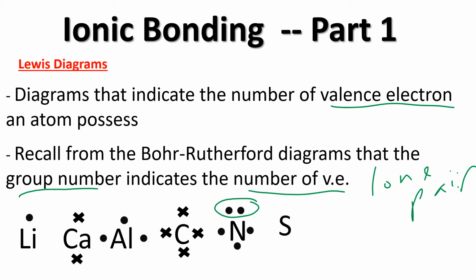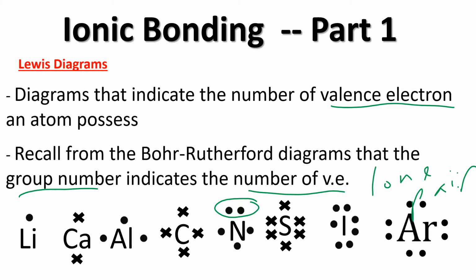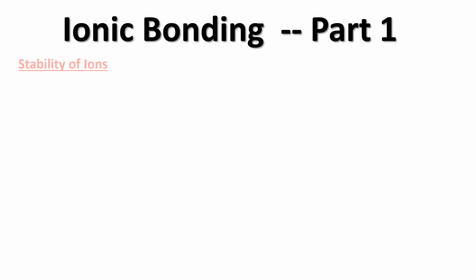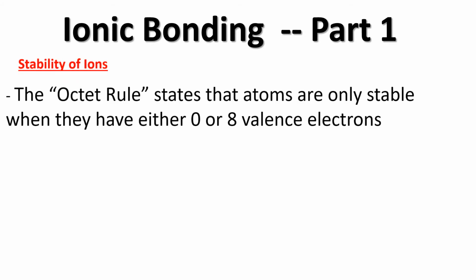As we move on to sulfur here, it's got 6 valence electrons, and so I end up making 2 sets of lone pairs. And when we get to iodine, that's group 7. Notice that we now get 3 lone pairs. And then when we get to argon, it's all lone pairs. So this argon here is very stable. In fact, that sort of leads us into our next part here, is we want to talk about the stability of some of these things.